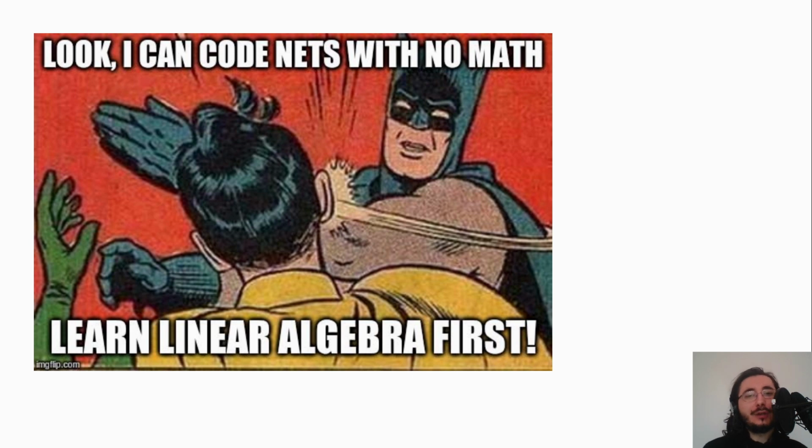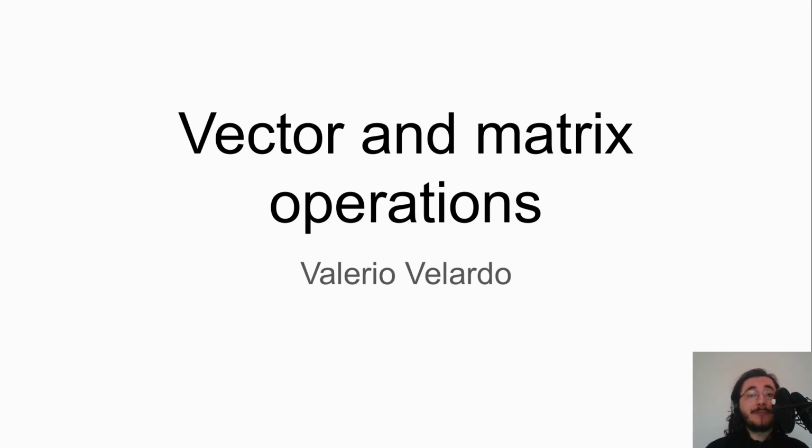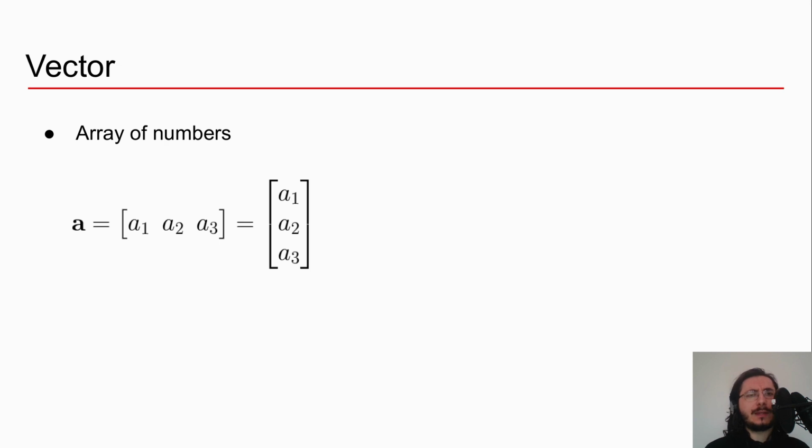Do you really need to know math in order to work with deep learning? An argument goes that no, you just need to know high-level libraries like PyTorch or TensorFlow. But in reality, if you really want to understand how neural nets work, then yes, you need to know a bit of linear algebra. So that's why in this video, we're going to talk about vector and matrix operations. So let's get started with vectors.